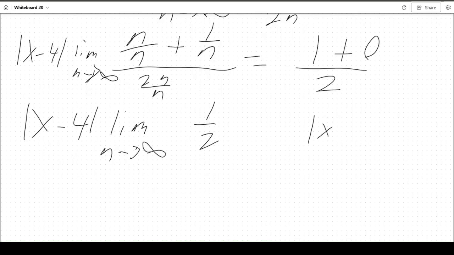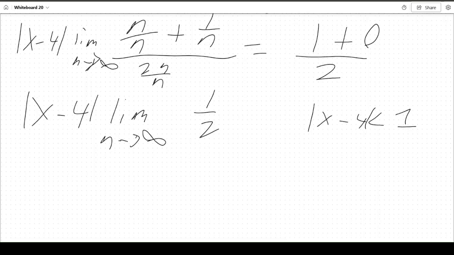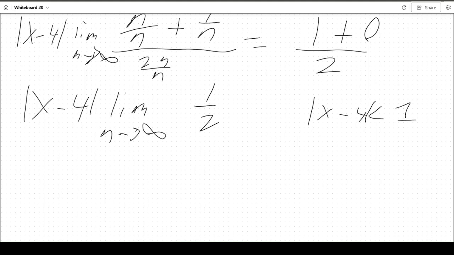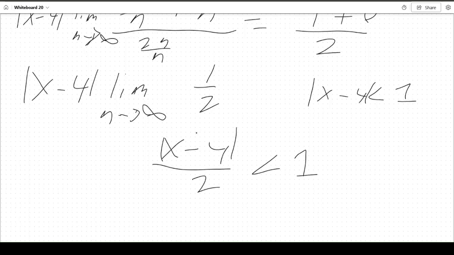We have to make this less than 1, right? The absolute value of x minus 4 over 2 less than 1. We can bring the 2 over to the x minus 4, but in this situation it will be just the absolute value of x minus 4 over 2, because we have to make it less than 1. So we can just bring this over here. We don't have to multiply it because we're not doing that right now. But yeah, we got to do this. So let's be less than 1.